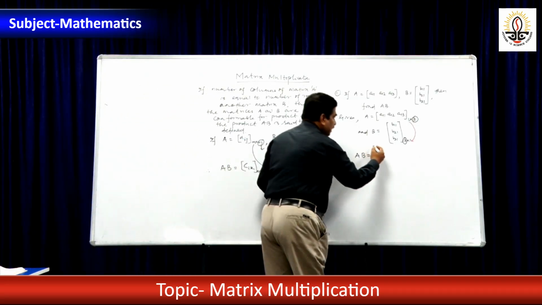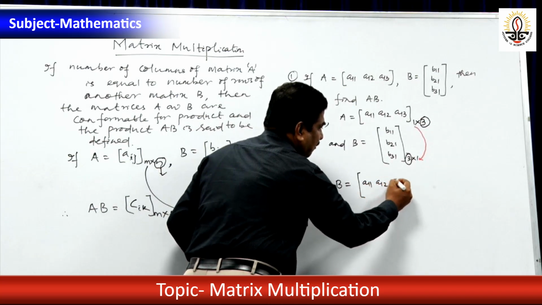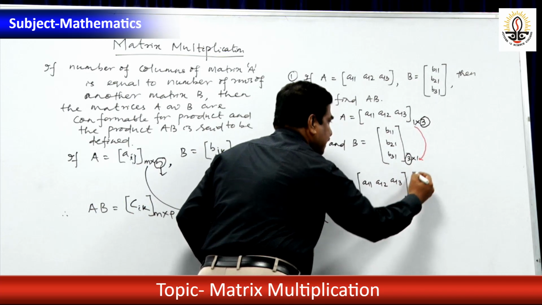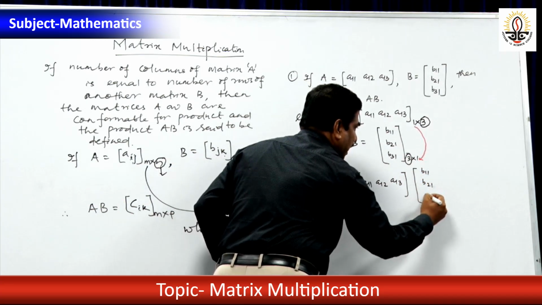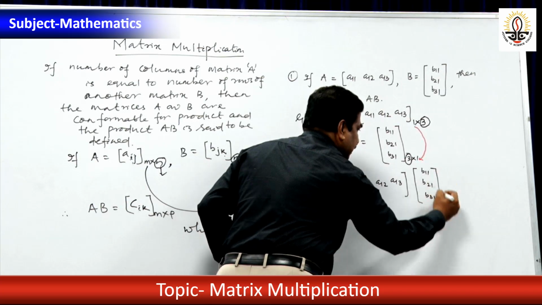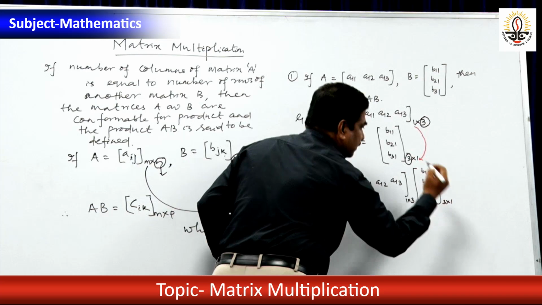So here you see, first you write the matrix A11, A12, A13. Similarly, in the second case, B11, B21, B31. So this is a matrix of order 1 by 3, this one with 3 by 1.